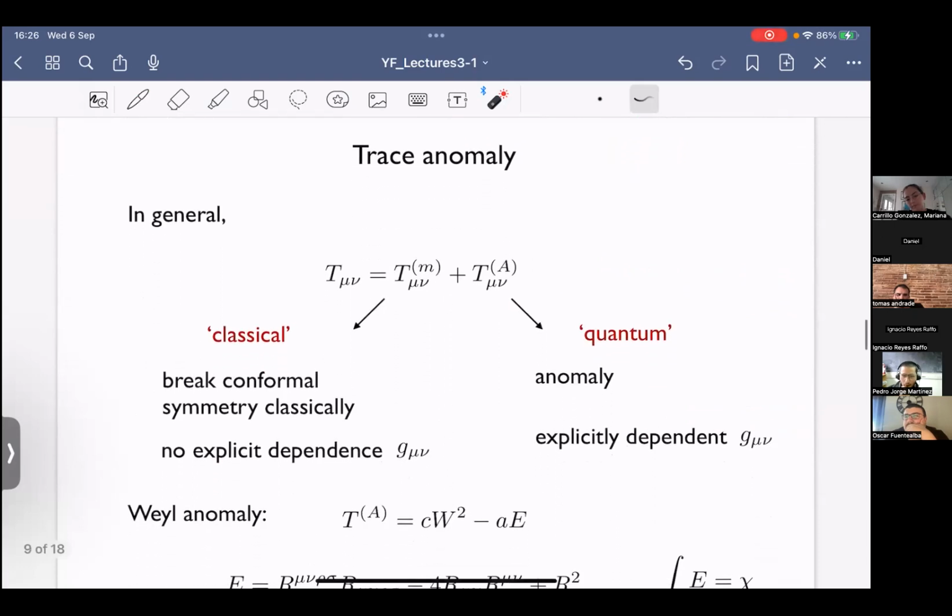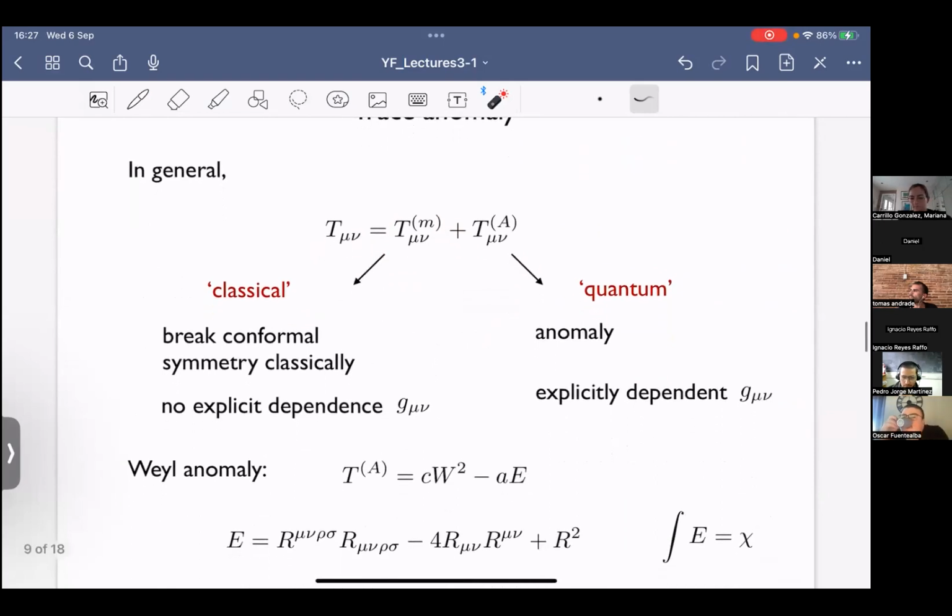So in general, what we have is that the total stress tensor of the theory is going to contain 2 contributions. One contribution is what people normally would call classical, and the other contribution is what we might call quantum. Now, in reality, all the matter in the universe is quantum. So even what we call classical comes from averaging something that is quantum. But for now, let's just call it classical.